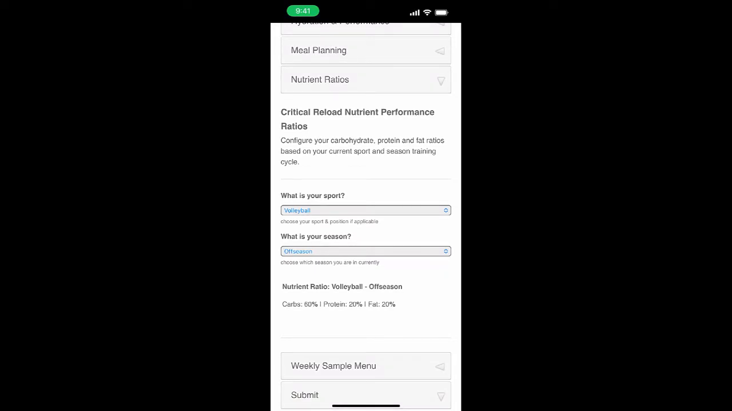And more importantly, I now have an idea of how many carbs and proteins and fats I need to shoot for in my daily calorie goal out of that 4,100 calories. The Critical Reload Nutrition Calculator is just an incredible way for you to manage your nutritional needs specific to you, but also your sport and your season.